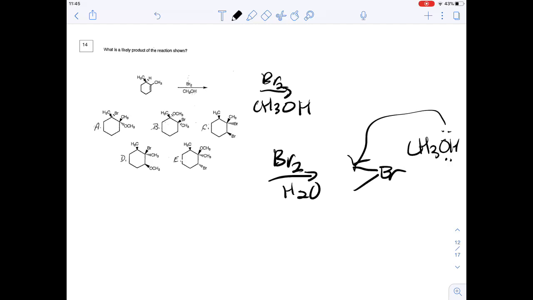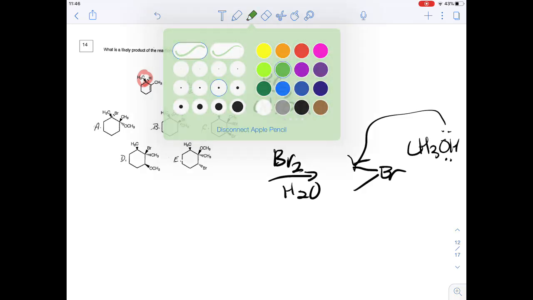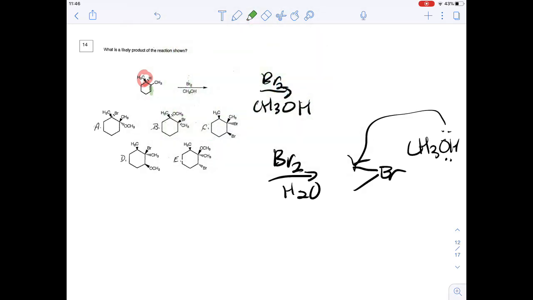And another thing that means is that there's going to be no carbocation intermediate, so you're not going to have any rearrangements in this product. So looking at the answer choices right off the bat, you can eliminate anything that incorporates this carbon or changes anything about that carbon, because in this mechanism, the only things that are going to interact are these two carbons here.